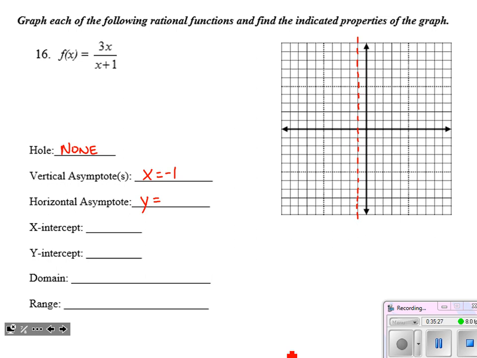And I find that I get 3/1 for those coefficients. Y equals 3 is my horizontal asymptote. My x-intercept, what would make the numerator 0? Well, if x equaled 0. So the point (0, 0) is my x-intercept. My y-intercept, if I plug in 0 for x, I get 0/1. Hey, that's 0. So (0, 0) is also my y-intercept.